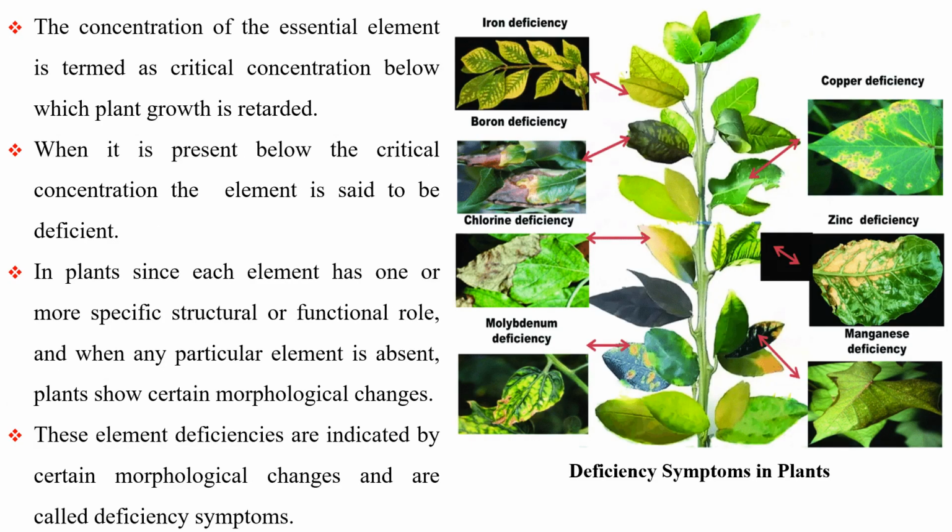The concentration of the essential element is termed as critical concentration, below which plant growth is retarded. When it is present below the critical concentration, the element is said to be deficient. In plants, since each element has one or more specific structural or functional role, when any particular element is absent, plants show certain morphological changes. These element deficiencies are indicated by certain morphological changes and are called deficiency symptoms.